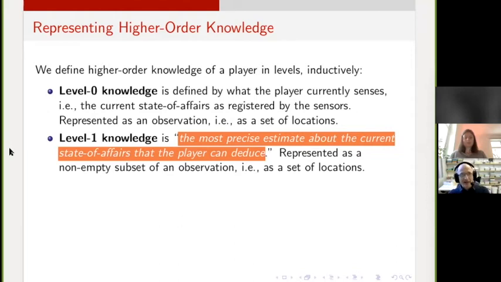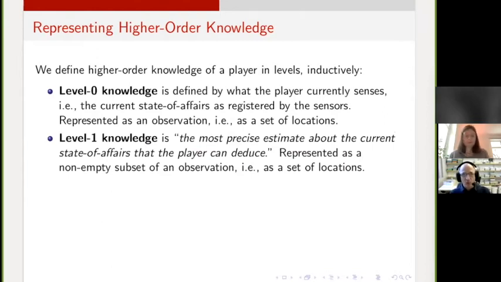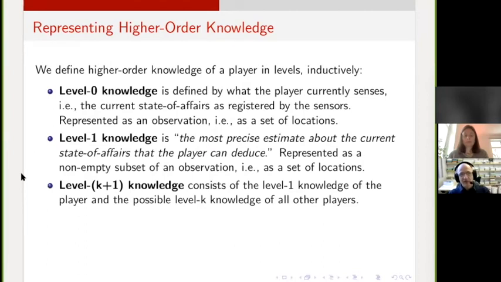That's my current level one knowledge. And that's the notion that we take, and you will see later why we picked exactly this notion. Generally, the level K plus one knowledge is inductively defined through the lower levels. My level K plus one knowledge consists of my first level knowledge of the current state of affairs, plus what I see as possible level K knowledge of the other players.